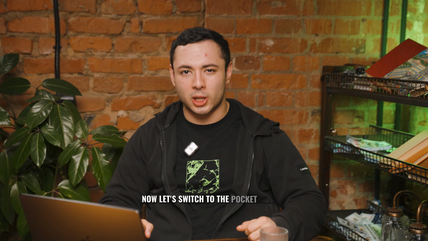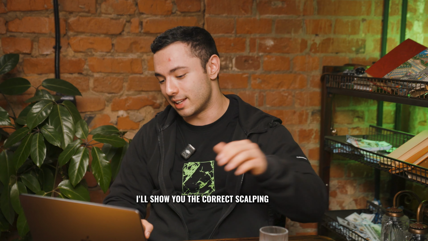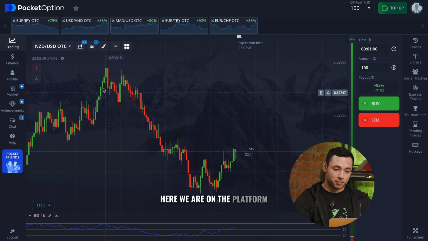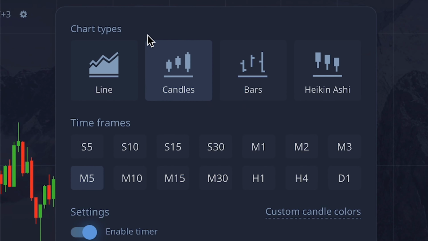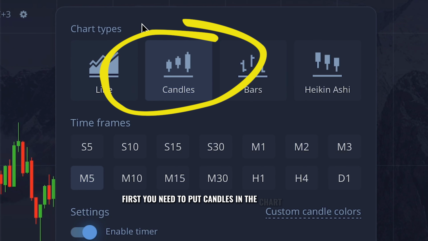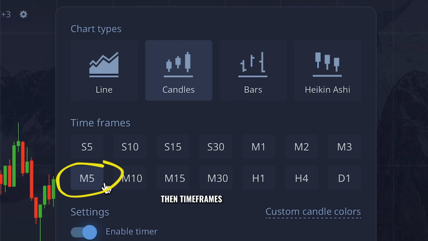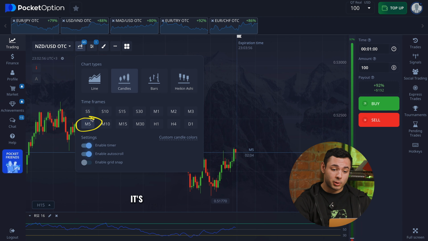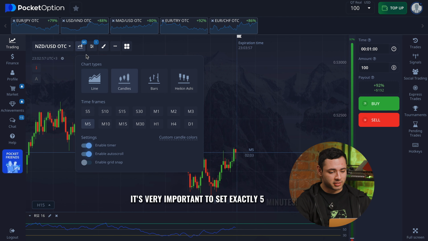Now, let's switch to Pocket Option. I'll show you the correct scalping setup. Here we are on the platform. Let's start setting up right away. First, you need to set candles in the chart types. Then, time frame, 5 minutes. It's very important to set exactly 5 minutes.